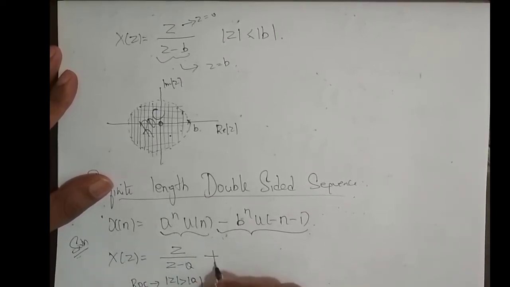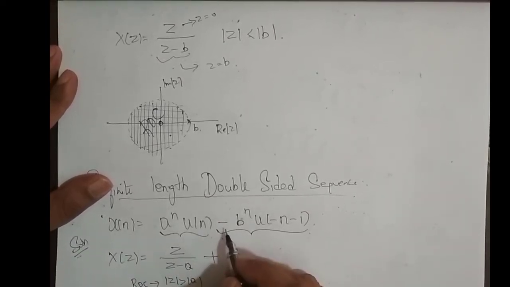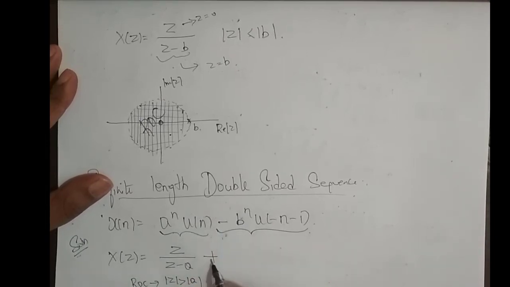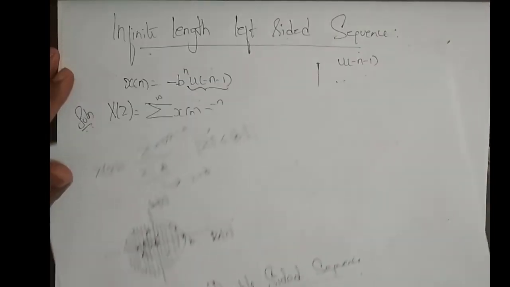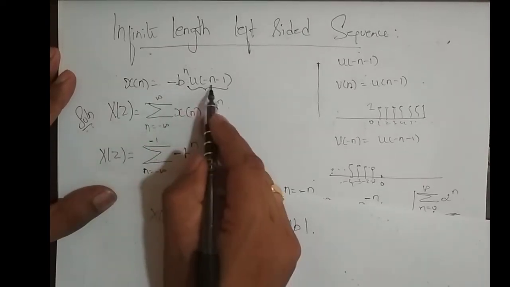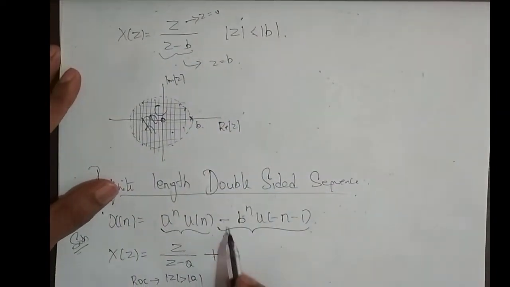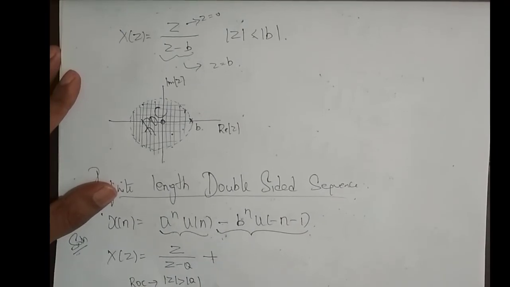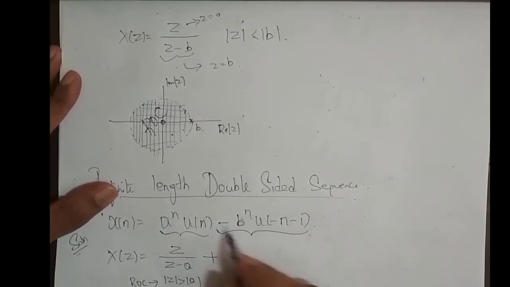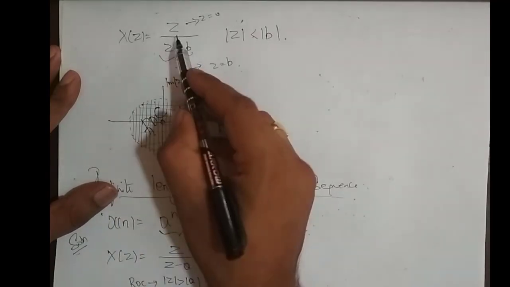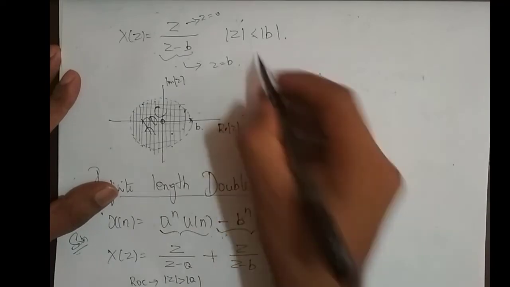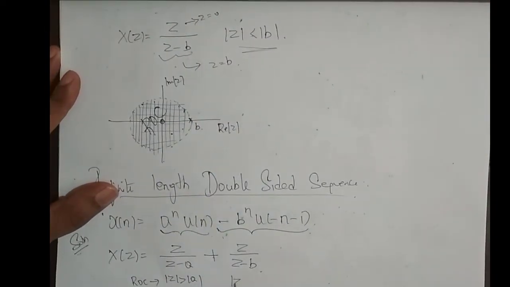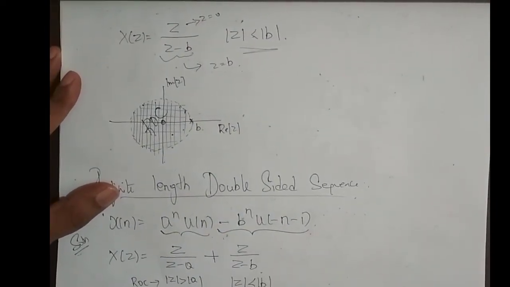And plus, if I have minus, I have to write plus, because we have derived for minus b power n u of minus n minus 1, right? It was of the form minus b power n u of minus n minus 1. So if I have minus, I have to write it plus. If I had plus here, I have to write minus here. So what is the z transform of minus b power n u of minus n minus 1? It is z divided by z minus b. What is its ROC? Magnitude of z is less than magnitude of b.